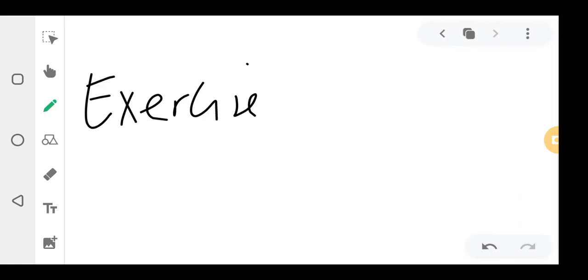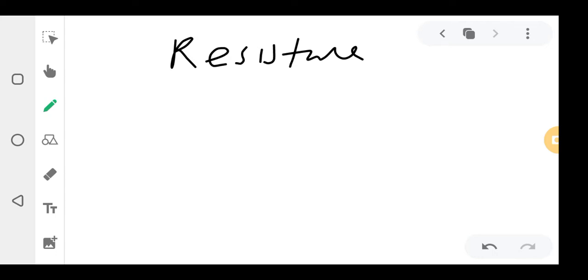Actually, before I do the exercise, let me show you the resistance in parallel. You see, in series, you just add them: resistor 1 plus resistor 2 plus resistor 3. The one we were dealing with was resistance in series.